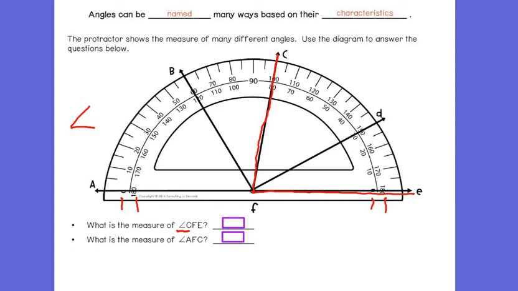So they said, what is the measure of CFE? I traced it in red. Well, this bottom line here goes off to the right. Do I want to use the bottom set of numbers or the top set of numbers? Do you start with 0 or 180 normally? 0. You always start at 0. So I'm going to use the bottom set of numbers to see how large this angle is. This goes from 0 to what? 80. So what is the measure of CFE? 80 degrees.